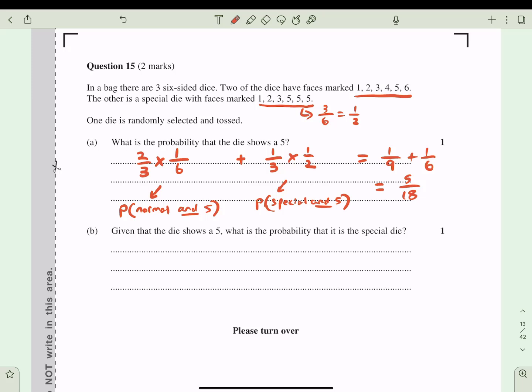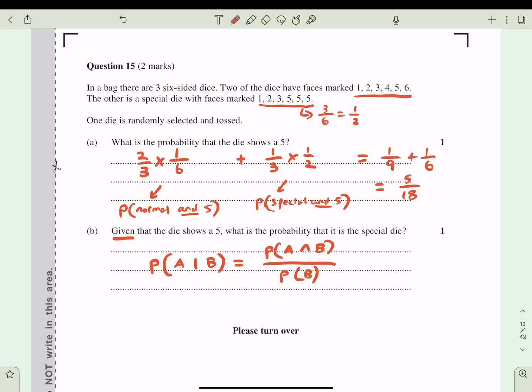Okay, part B. Given that the die shows a 5. Whenever we see this word given, our first immediate thought should be that it's a conditional probability question. Recalling the conditional probability formula, the probability of A given B is equal to the probability of A and B over the probability of B. This should be on your formula sheet as well if you want to reference that. This is our number one step whenever we see a conditional probability question.